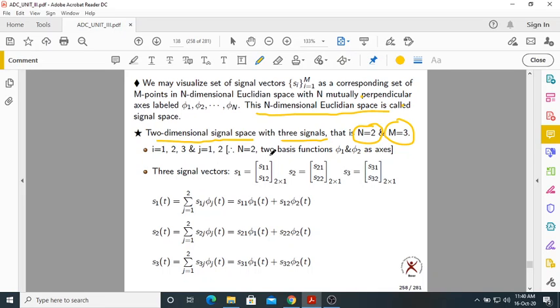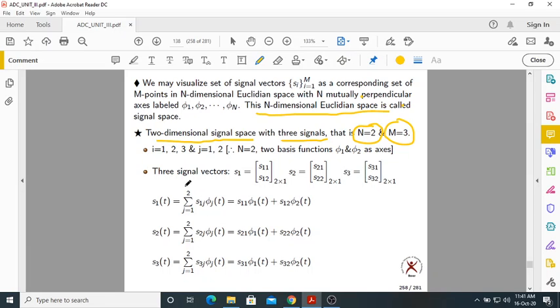So N equal to 2 means 2 basis functions, phi 1 and phi 2, as axes. Here the basis functions will act as axes. Why? As I told you, the basis functions are orthonormal, which means they are orthogonal as well as they have unit energy. That's why we represent axes with basis functions, not x, y, z. In this signal space representation, we use basis functions as axes.